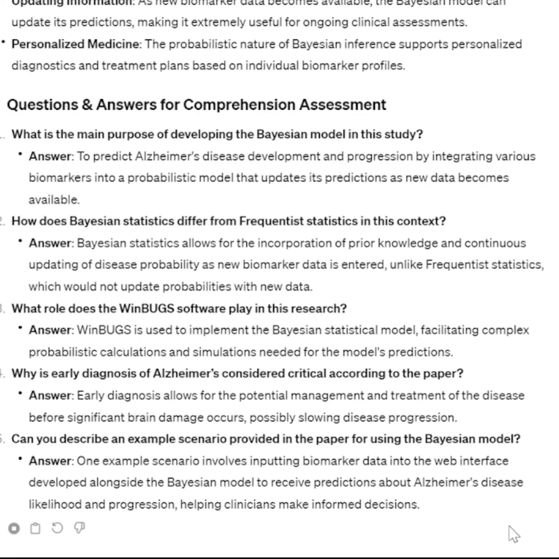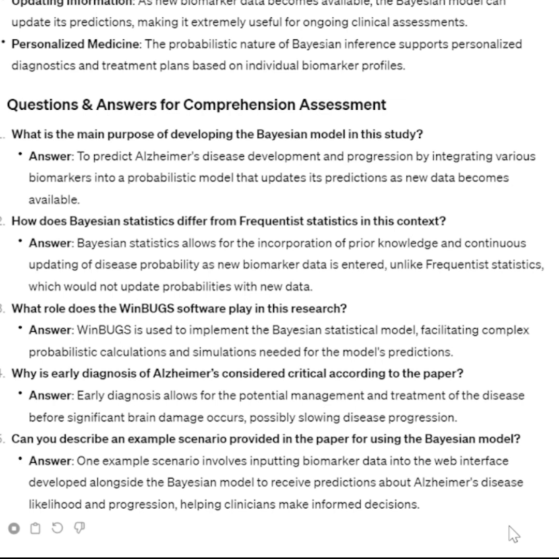Questions and answers for comprehension assessment. 1. What is the main purpose of developing the Bayesian model in this study? Answer: To predict Alzheimer's disease development and progression by integrating various biomarkers into a probabilistic model that updates its predictions as new data becomes available.